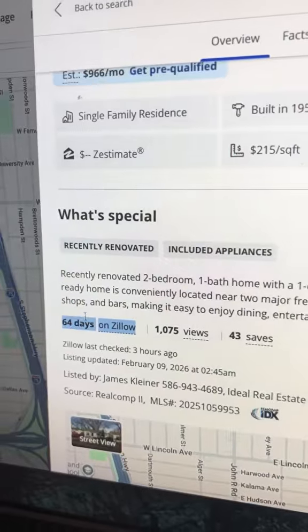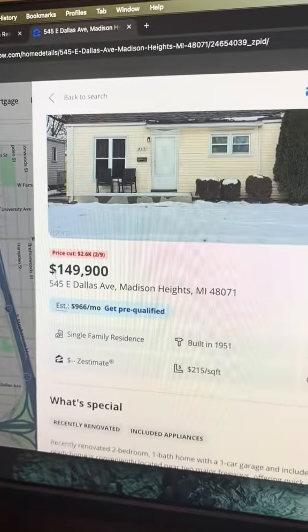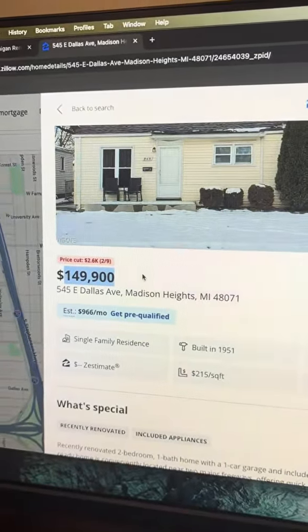Also looking at the days on market, the property's been on the market for over 2 months, so we can go a little bit below asking for the offer price. We're going to run the numbers on MichiganRentalAnalyzer.com, so I'm going to start by plugging in the address and putting in the rest of the inputs.